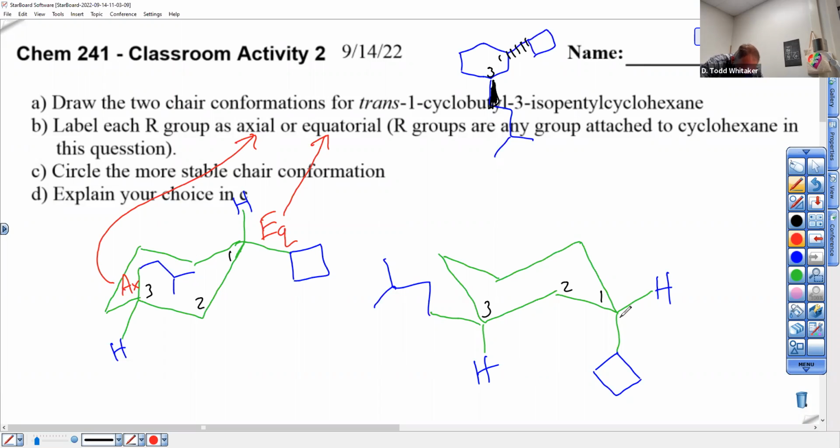Okay. So what about this one here? Axial or equatorial? Axial, straight down, straight. This one's slightly off, so it's EQ. And please notice that the equatorial cyclobutyl from the first chair is now an axial cyclobutyl, because that has to happen. And down stayed down. That also has to happen. Notice the axial isopentyl is now equatorial. And notice that up stayed up. And notice that I'm circling the first chair.